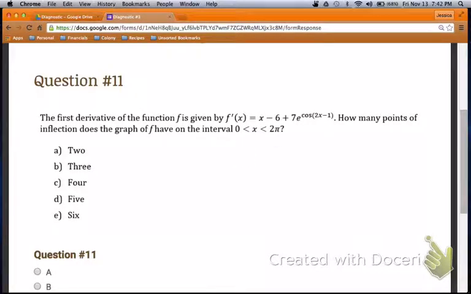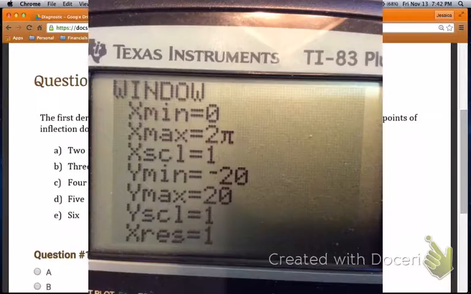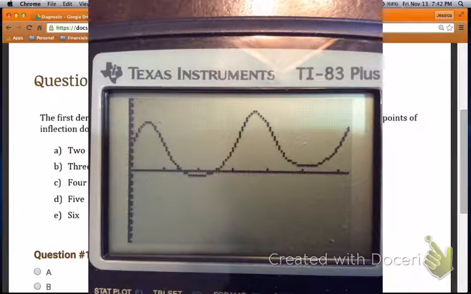So here is the window that I used for my graphing calculator. I used a window from 0 to 2 pi for x values, and for y values I just used from negative 20 to 20. So you guys could use those values as well. It gives you a nice clean picture of what the graph looks like. It looks something like this. So you can see a nice clean picture of what our graph actually looks like.